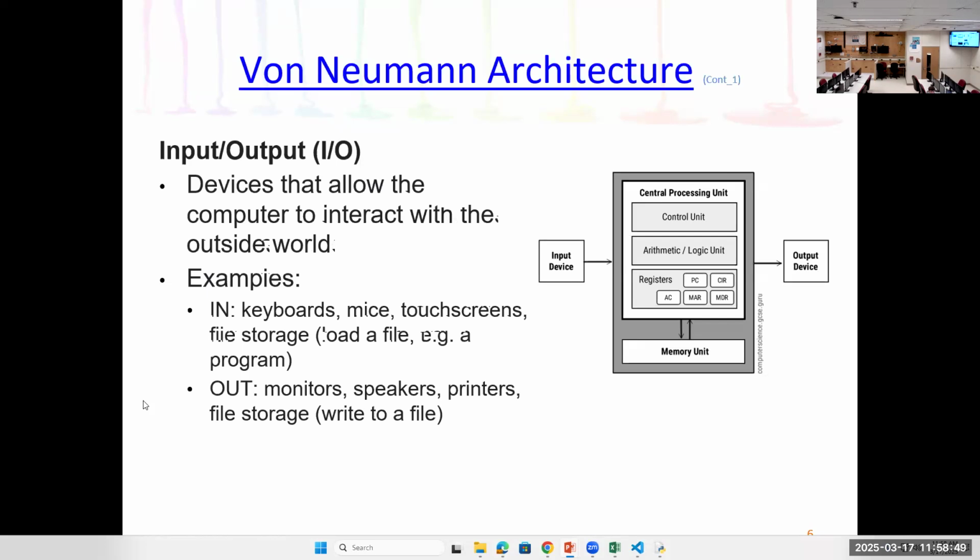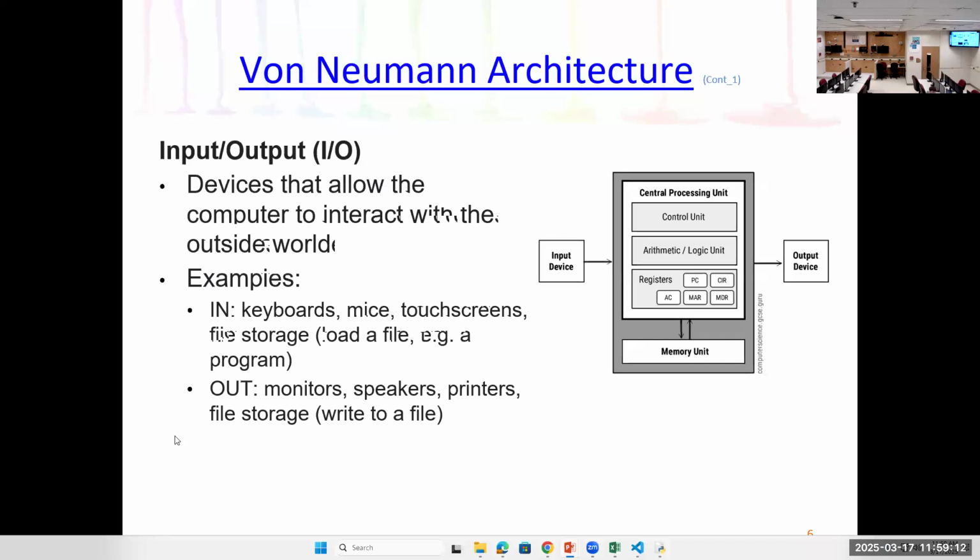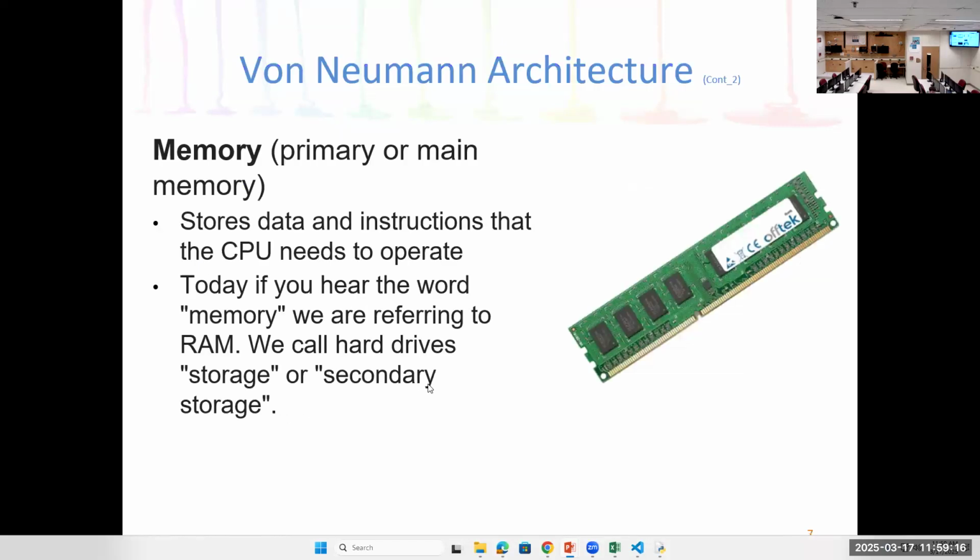So for every device, the first thing is the input and output. Those are the devices that allow the computer to interact with the outside world. Input can be the keyboard, mouse, touch screen, or file storage. Output can be the monitor, speaker, printer, and file storage. Okay. Now, the second thing is the memory, right? Nowadays, when you talk about memory, it normally refers to the RAM.